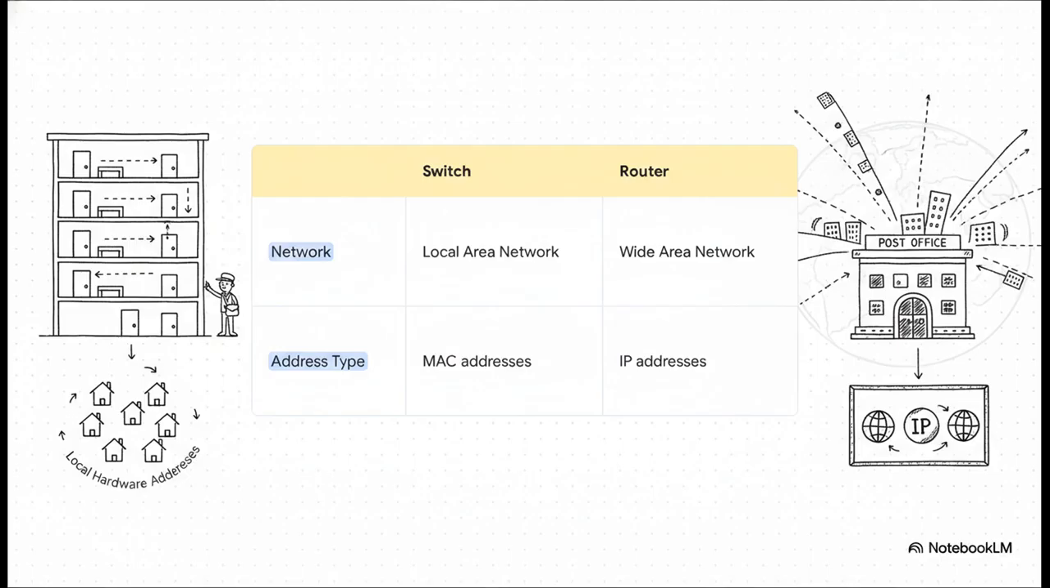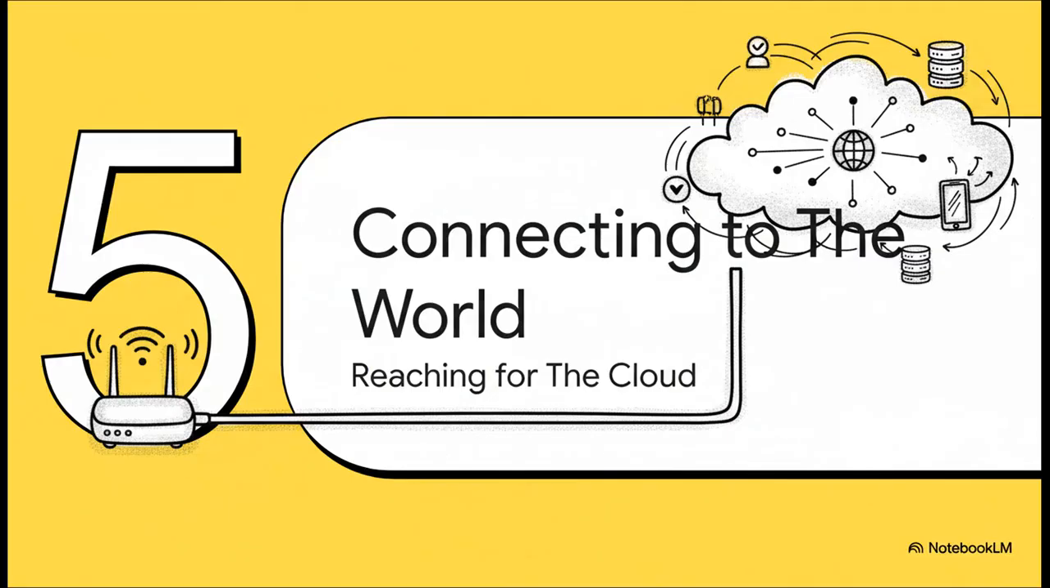A switch, think of that as the mailman for just one apartment building. Its job is to direct traffic inside your local network. It uses these permanent hardware addresses, called MAC addresses, to know which apartment to deliver to. But a router? The router's like the city's main post office. It connects different networks together, sending your data out into the wider world, using global IP addresses, which are kind of like a device's public mailing address. And that router? That's our gateway. It's the thing that connects our small local network to the biggest network of them all, the internet.